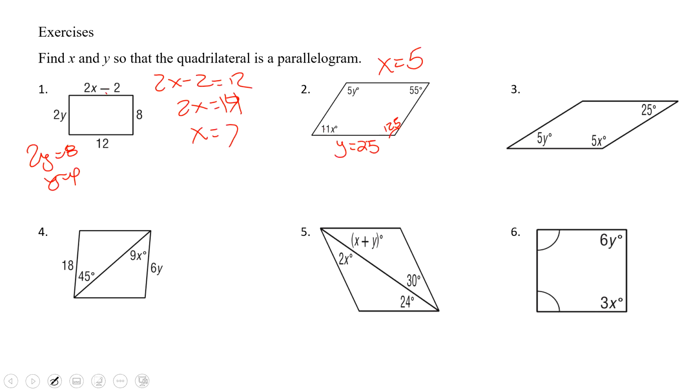Again, opposite angles are congruent. Here my y equals 5. This is the same question, just different variables. Here my y equals 5. Same thing. 5x has to equal 125, so now x is 25. Different picture, same concept. Okay. Opposite sides congruent. y is going to be 3.